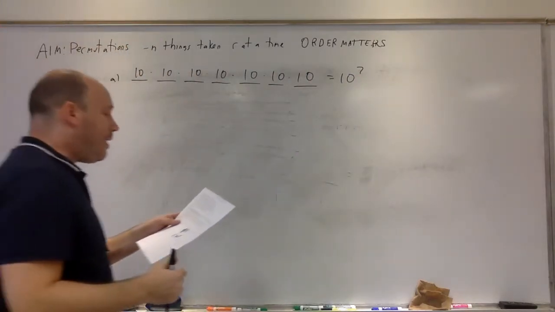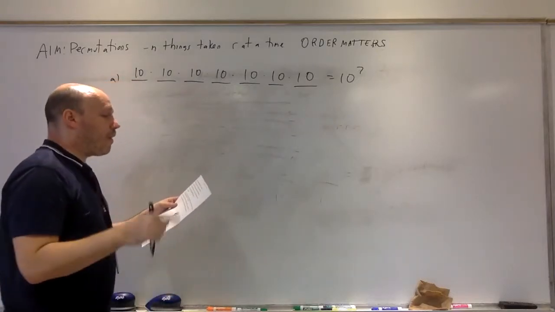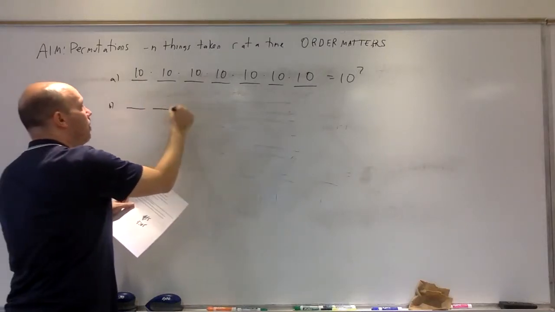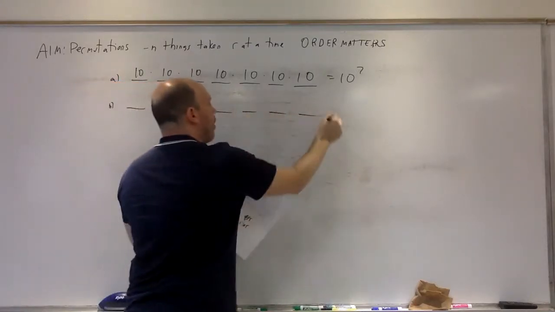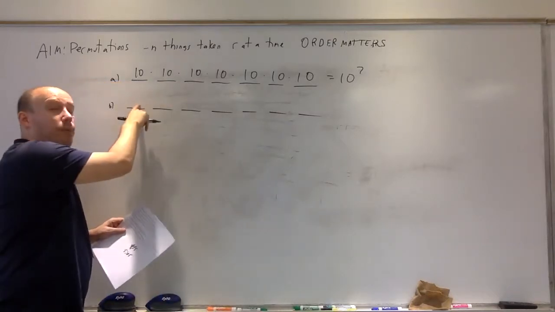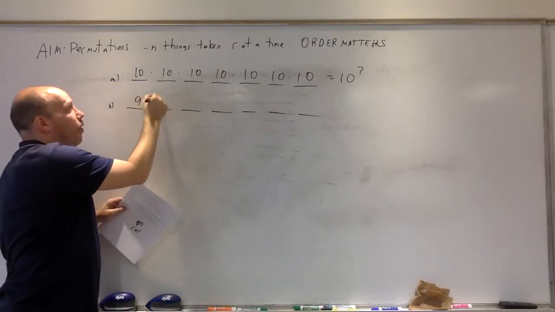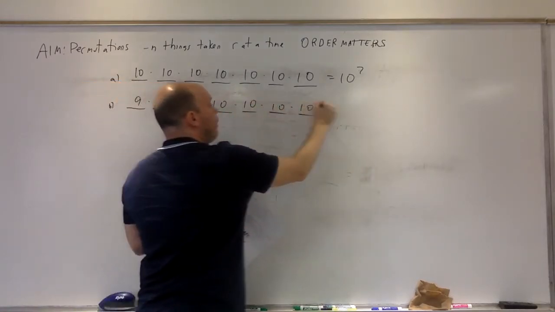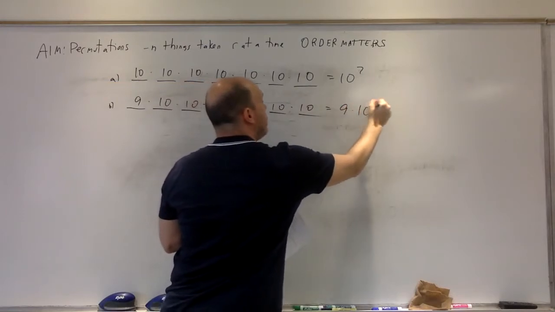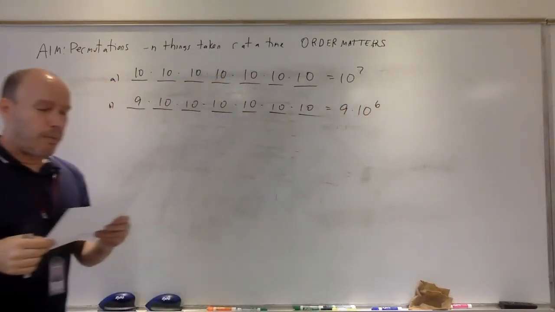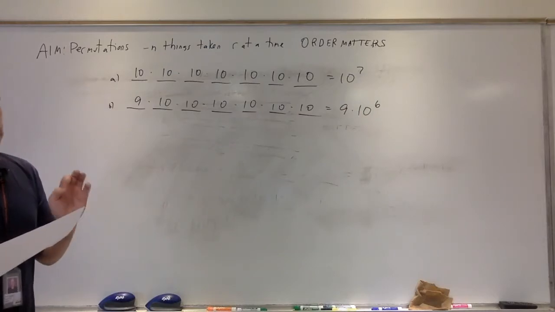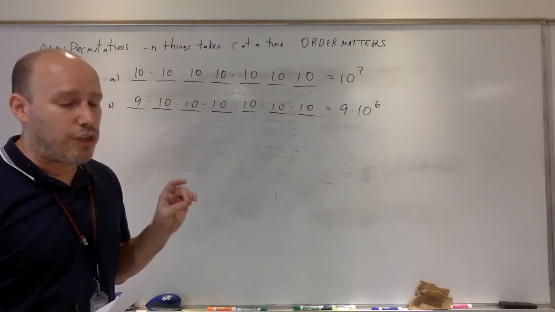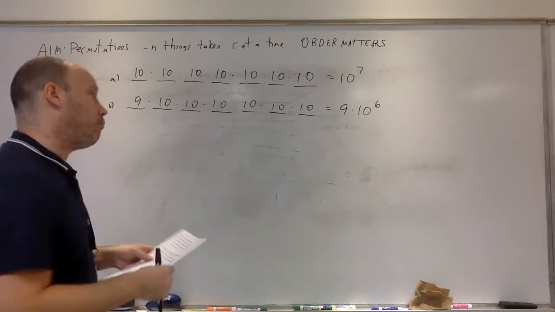Number 2, any digit from 0 through 9 may be used, but the first digit cannot be 0. Fine. Counting principle. We draw it out. For the first number, 0 cannot be used, so I only have 9, but all the rest of these I can use, there's no restrictions. Final answer, 9 times 10 to the 6th. Number 3, any digit from 0 through 9 may be used, but no digit may appear more than once.